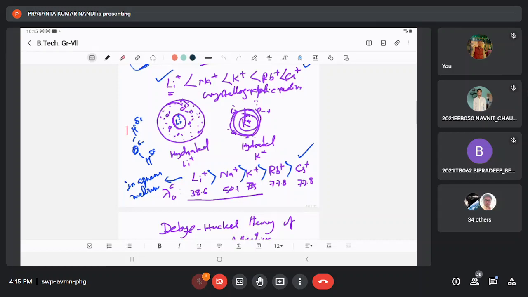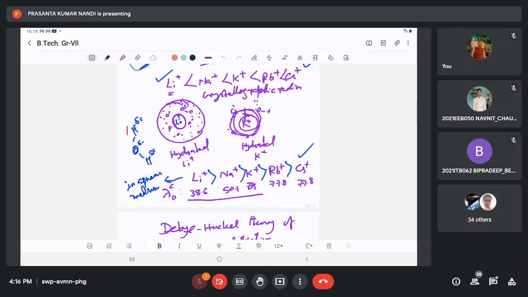As a result of that, as the ions are bulkier, naturally the speed of the ions across the solution will decrease. And so in aqueous medium, ionic conductances will be least for lithium ion, but highest with cesium ion. So this is the trend, the reverse of the crystallographic order.